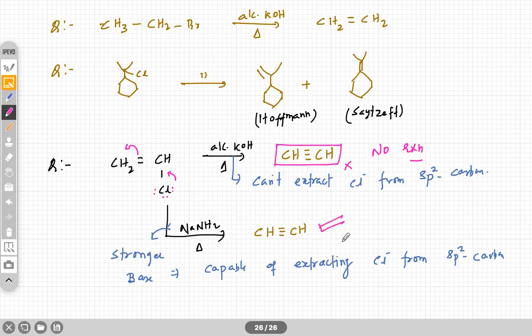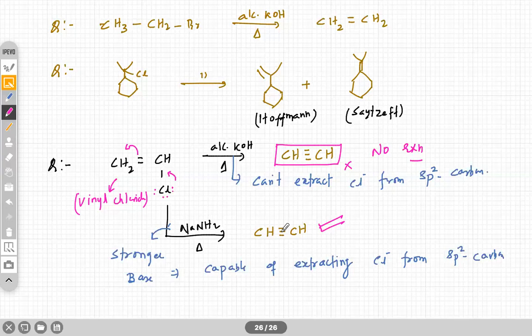To get an alkyne from this molecule, this is actually vinyl chloride. The name of this compound is vinyl chloride. This position is the vinylic position, this carbon. At the vinylic position, the carbon is attached, it is vinyl chloride, right? So to convert vinyl chloride into alkyne, we use a stronger base. Alcoholic KOH does not give this reaction. The answer with NaNH2 is alkyne.